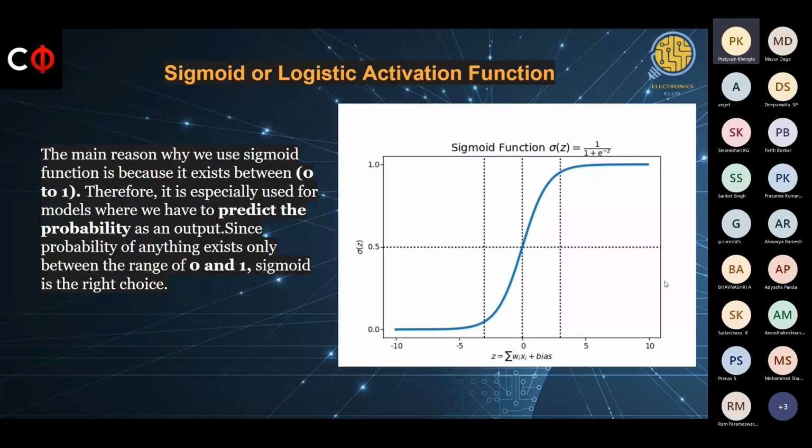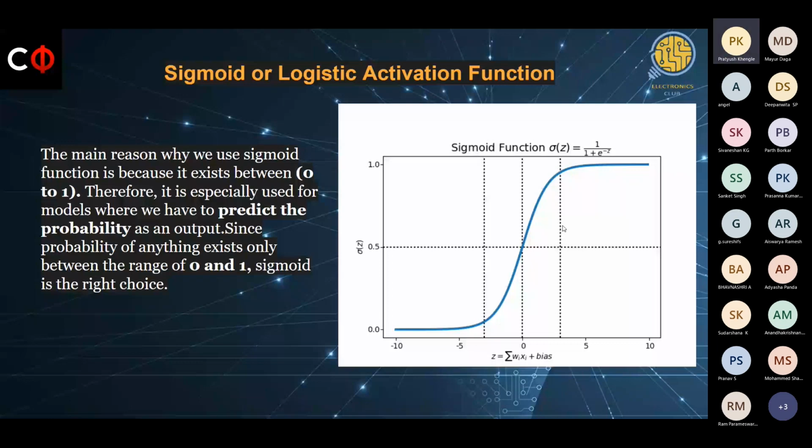That's all. Then the sigmoid or logistic activation function. The main reason why we use the sigmoid function is because it exists between 0 to 1. Therefore, it is especially used for models where we have to predict the probability as an output. Since probability of anything exists only between the range of 0 and 1, sigmoid is the right choice. Its equation is 1 upon 1 plus e to the power minus x or z, and at x equal to 0 it returns 0.5, as you can see in the graph, or you can also try putting x here as 0.